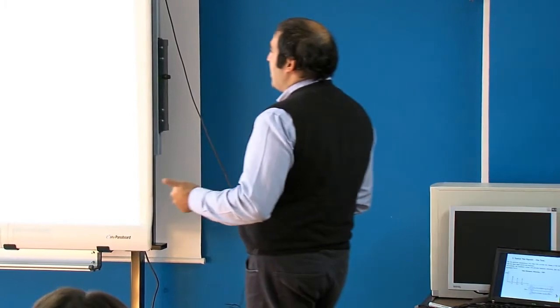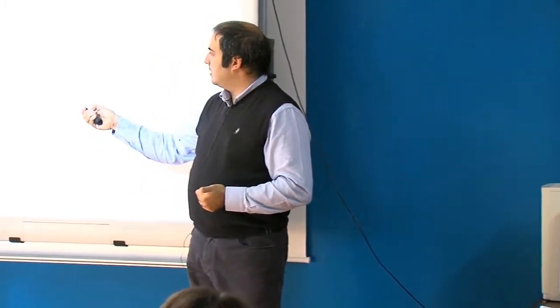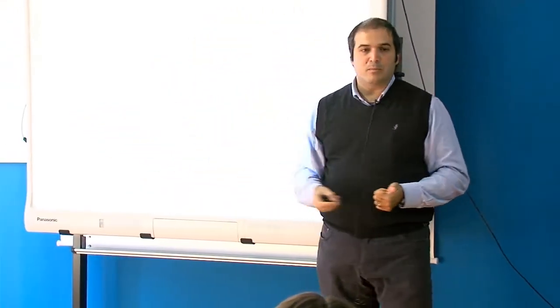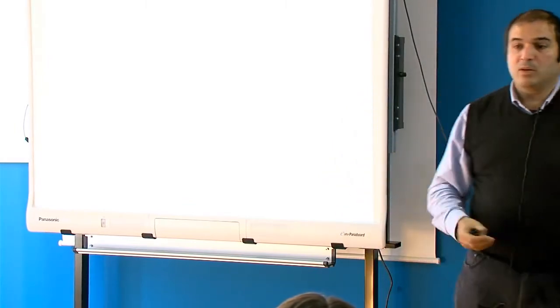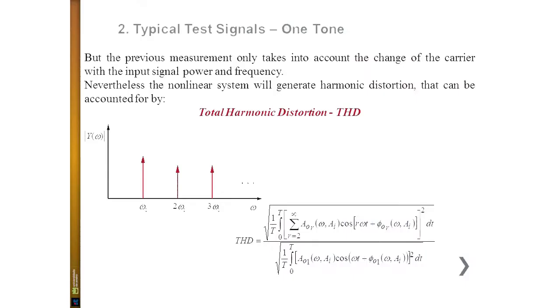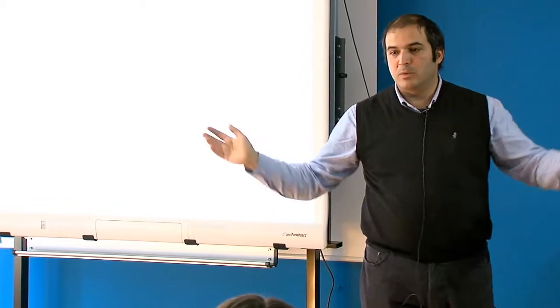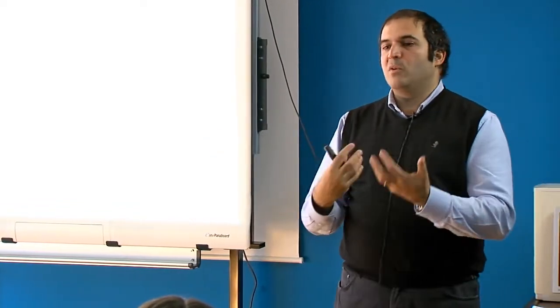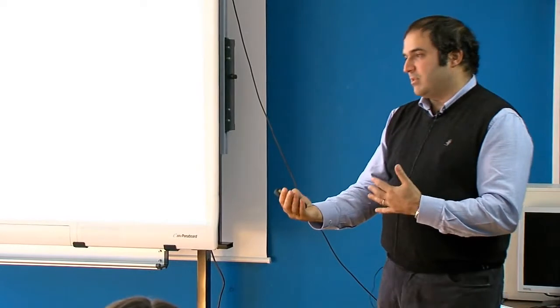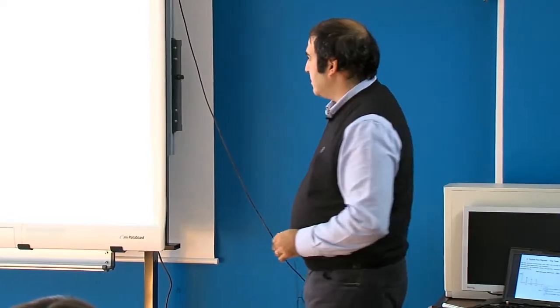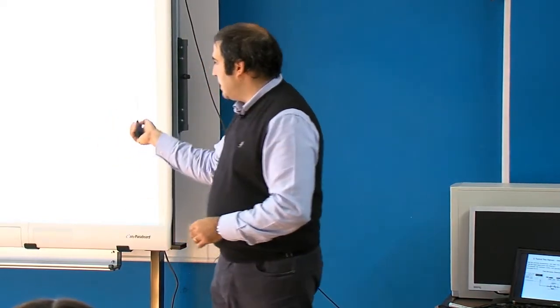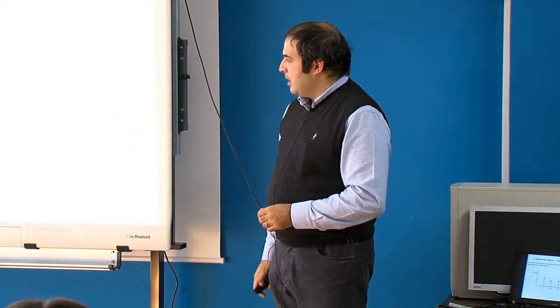The other thing I can measure with one tone is a figure of merit called total harmonic distortion. What is total harmonic distortion? As the name says, it is the summation of the harmonics. Okay, you can measure the power of the harmonics, you do some calculation, and you have the total harmonic distortion of your device. So it gives you a feeling if your device is very nonlinear behaving or if it's more linear behaving in that sense. And I can measure this with a spectrum analyzer. So this is what I can do with one tone, nothing more.